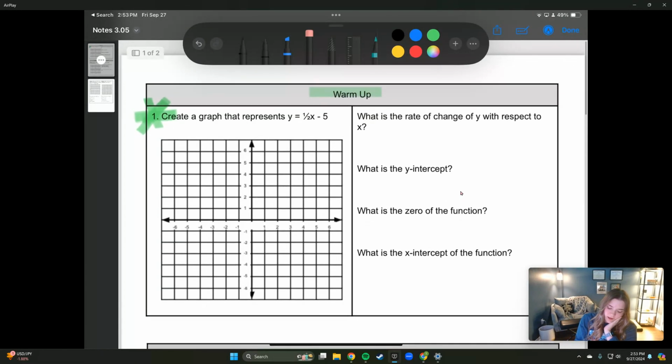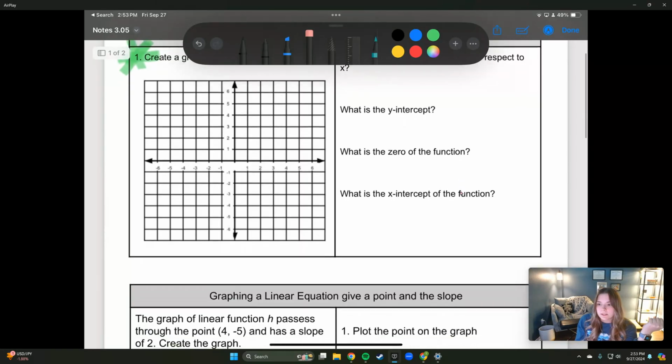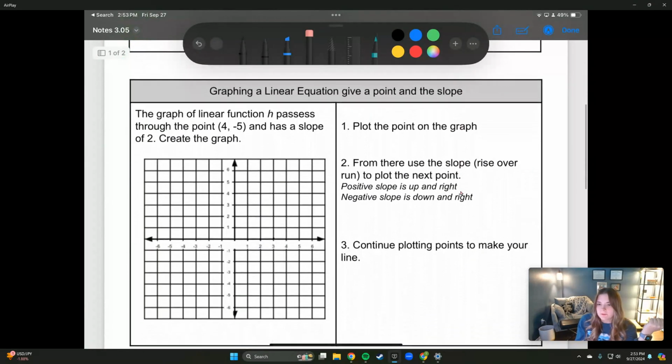3.05. As you can see, I already highlighted your warm-up for you. That is just a review of 3.04, so I think you can handle that without me. Of course, if you have questions, let me know. Let's go ahead and look at what we're going to talk about today, though.